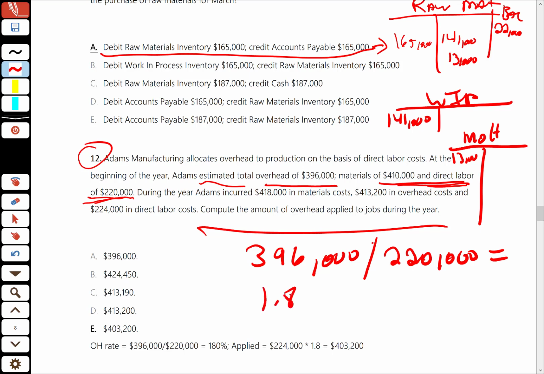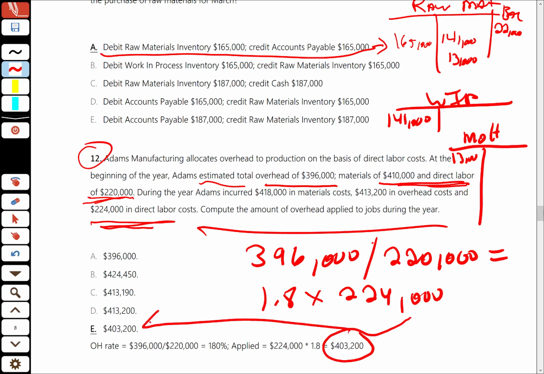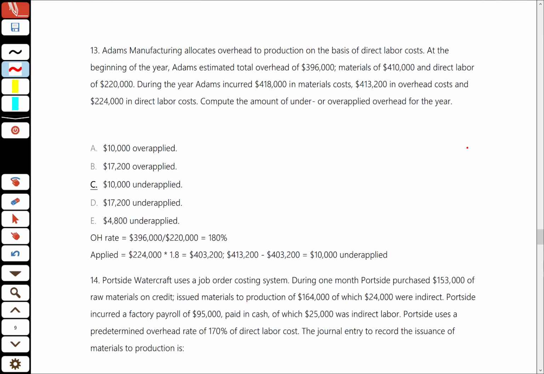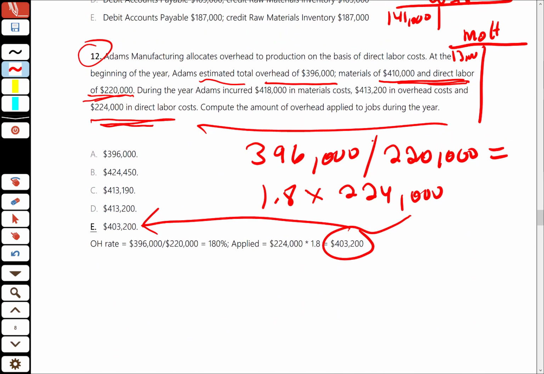And then how do you want to apply it? Times that by the actual overhead, which, I mean, direct labor, which is what? 224 is the actual direct labor? Yes. So that gives me what, 403,200. The answer to this question? Correct. Okay, good. Am I under or over applied, which I think is number 13?